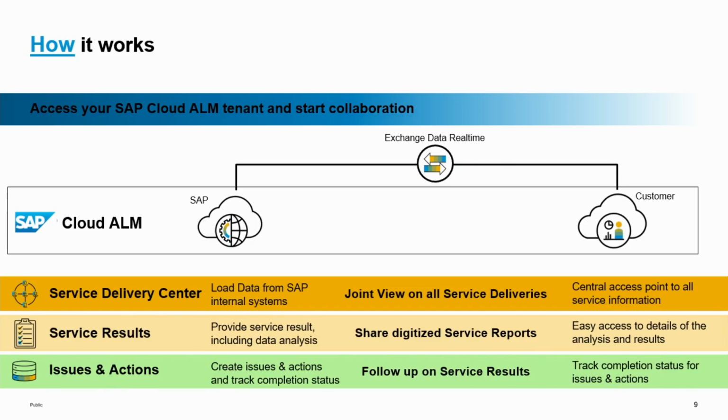This internal Cloud ALM tenant that we use has some additional features and is integrated with some other internal systems. But other than that, those applications, Service Delivery Center, Service Results, Issues and Actions Management, they are the same. And they give, at our side and at the customer side, a joint view on the service deliveries. The service reports are digitized and the same, and also these actionable items are there. Once we have done our service delivery on our internal tenant, we release everything and publish it to the customer tenant. And whatever you then update on the customer side, statuses, as you progress the actionable items, is exchanged back, transferred back to us.